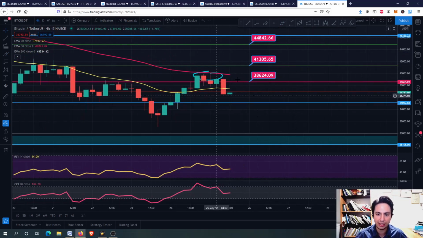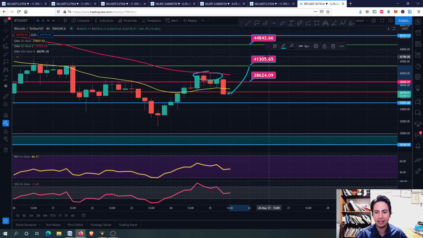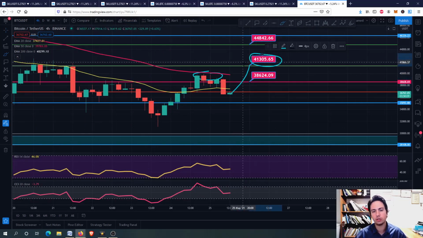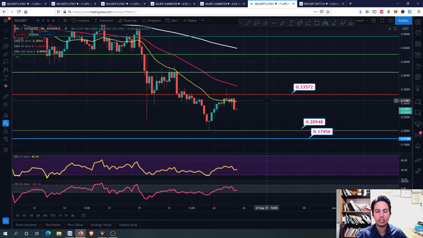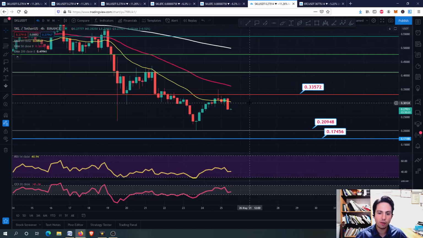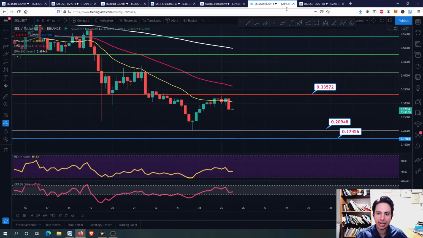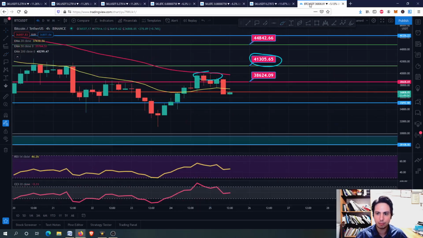If we can do it, then we will be having a swing high, and eventually if we make the 41,000 USDT a support level, then we will be going upwards to 44 to 45,000 USDT. But right now for SKL against USDT, you can see that on the 4-hour frame we didn't manage on the swing high to have a higher high like Bitcoin's here.